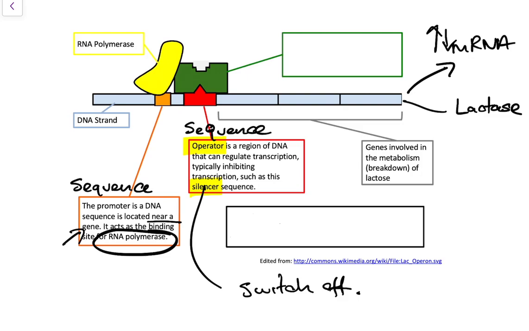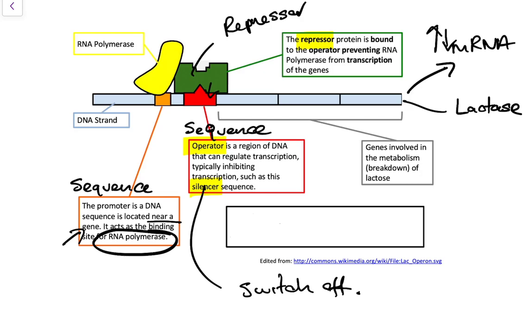Okay, above it, what is binding to this operator, this silencer sequence? This is the repressor. A repressor, you can see, has attached; it can bind to the operator region. And if it's there, it's like a block. It stops the RNA polymerase. It now can no longer bind, and if it can't bind, there can't be any transcription. And that means overall we wouldn't get transcription.